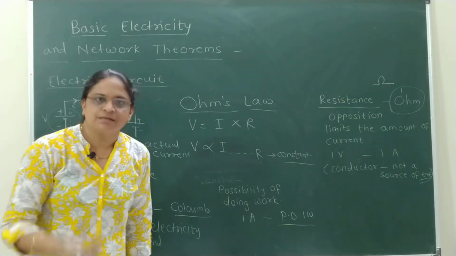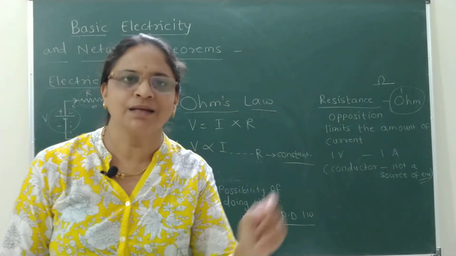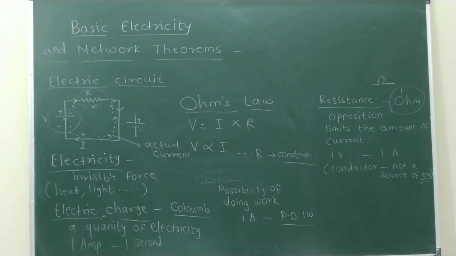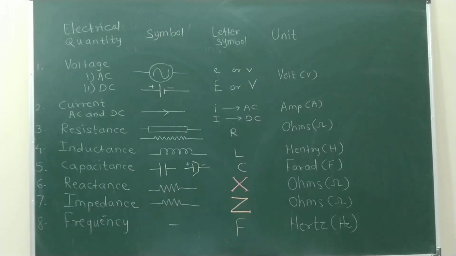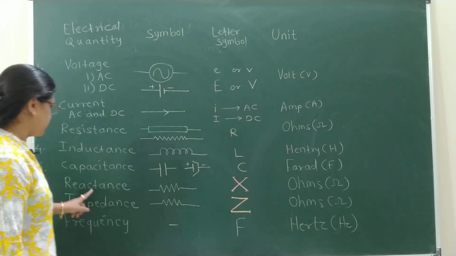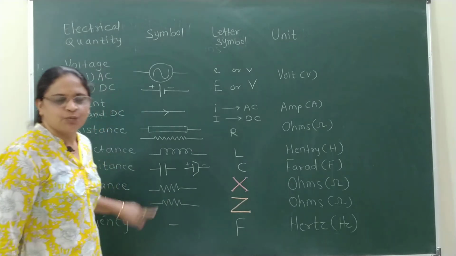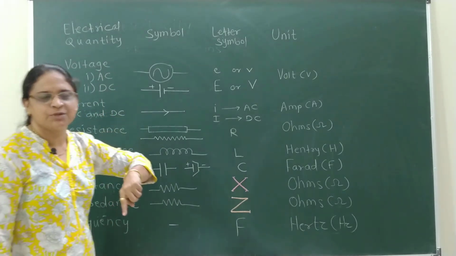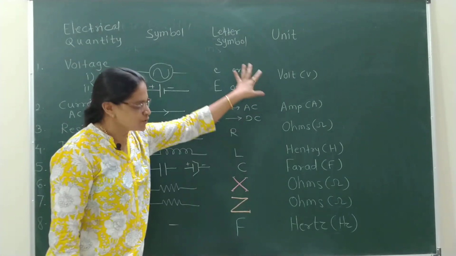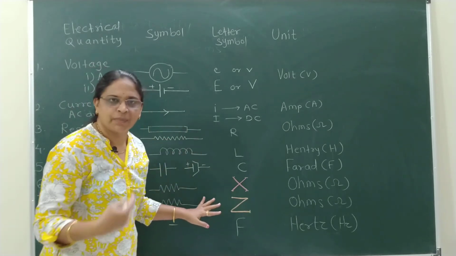Now let's start knowing about the parameters, quantity, letter symbol and unit used in electric circuits. This table gives us an idea which letter is used for reactance, what is its unit, what is frequency, what is current, how AC current can be shown, how AC voltage is to be indicated, what is its unit. So here is the list. Let's start knowing it one by one.